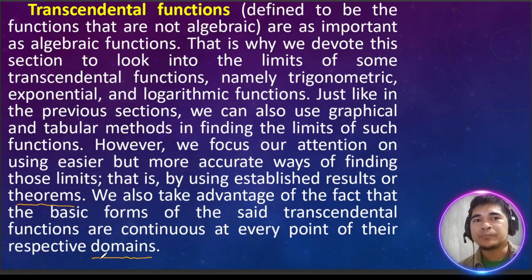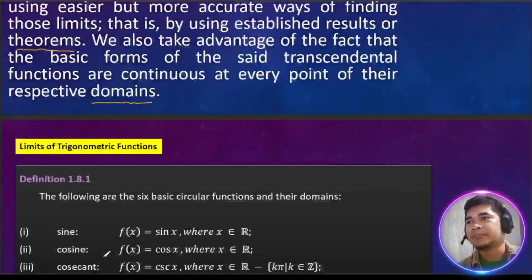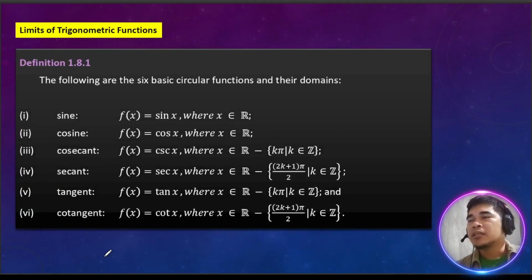So we know in our previous topics, we talked about domains and range. And now, take note, the transcendental functions are continuous at every point of their respective domains. We will discuss this later. We have the limits of trigonometric functions.